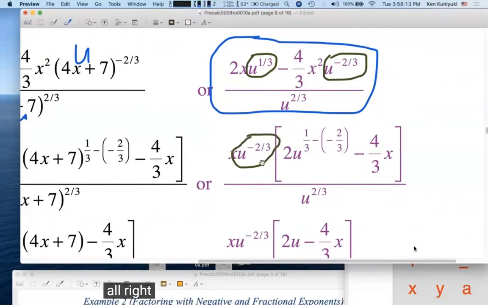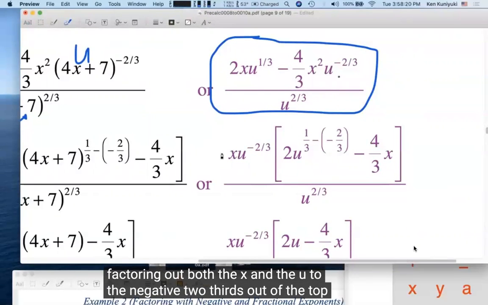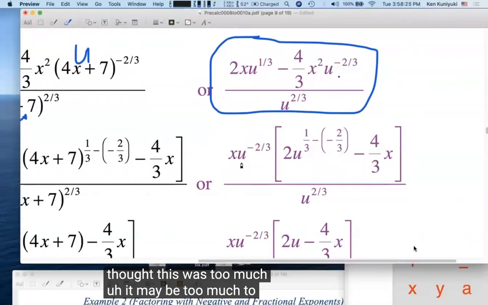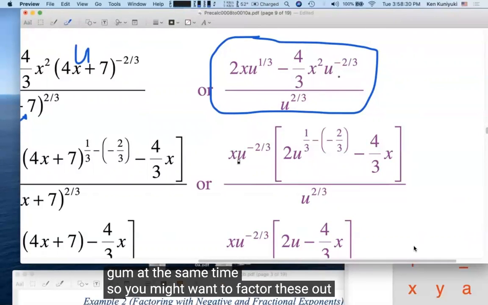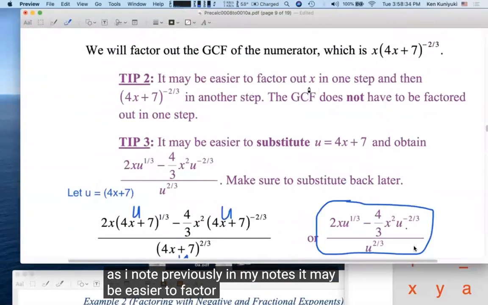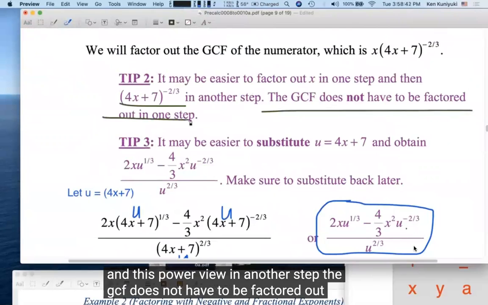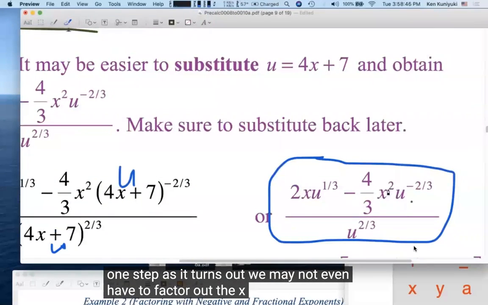So here I'm being ambitious. I'm factoring out both the x and the u to the negative 2/3 out of the top. I could not blame you at all if you thought this was too much. It may be too much to walk and chew gum at the same time. So you might want to factor these out bit by bit. As I noted previously in my notes, it may be easier to factor out the GCF piece by piece, maybe the x in one step and this power of u in another step. The GCF does not have to be factored out in one step. As it turns out, we may not even have to factor out the x.